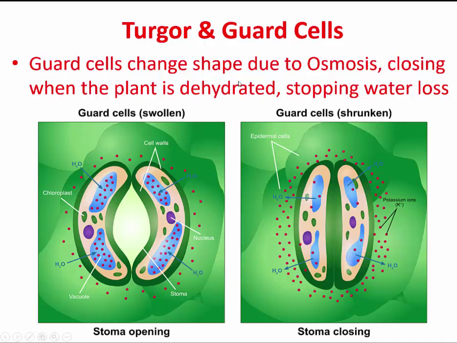So these guard cells change shape due to osmosis. They open when they're hydrated, and when they're dehydrated, they close, which prevents water loss. But simultaneously, it'll also prevent the exchange of gases, which, as we know, is required for photosynthesis. So it's like this trade-off, but at the same time, it's how a plant is able to maintain homeostasis or a dynamic equilibrium.